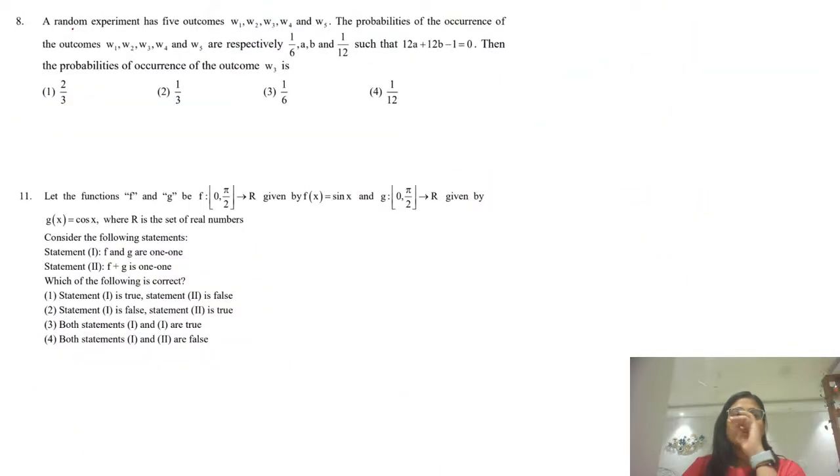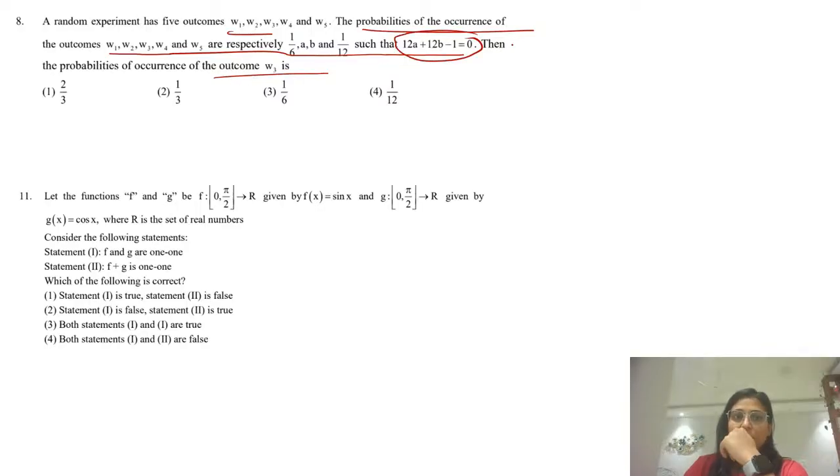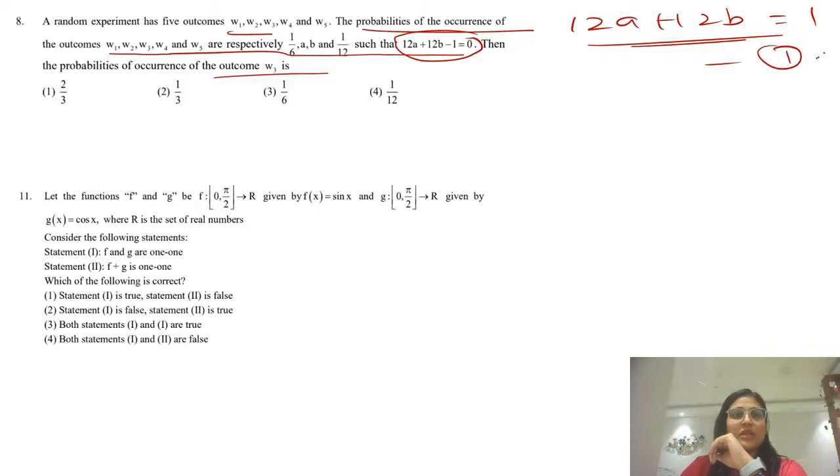Here, a random experiment has 5 outcomes: W1, W2, W3, W4 and W5. The probabilities of occurrence of the outcomes W1, W2, W3, W4 and W5 are respectively given, and one more relation between A and B is given here. We have to find the probability of occurrence of W3. Look, 12A plus 12B is equal to what? 1. Correct? Let's assume this as equation 1.